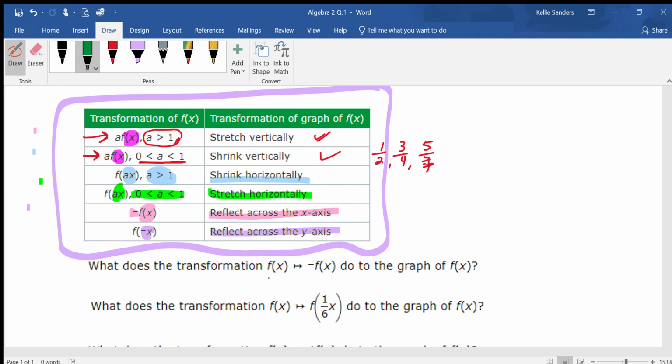Okay, so we have our original equation. And what happens? Every single thing is negated or made opposite. What happens when that is done? We reflect about x. Okay? Let me clear all this up now.